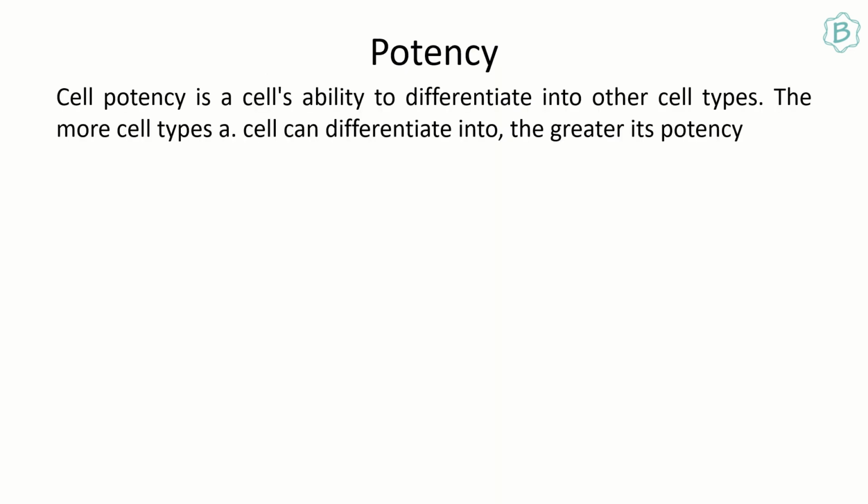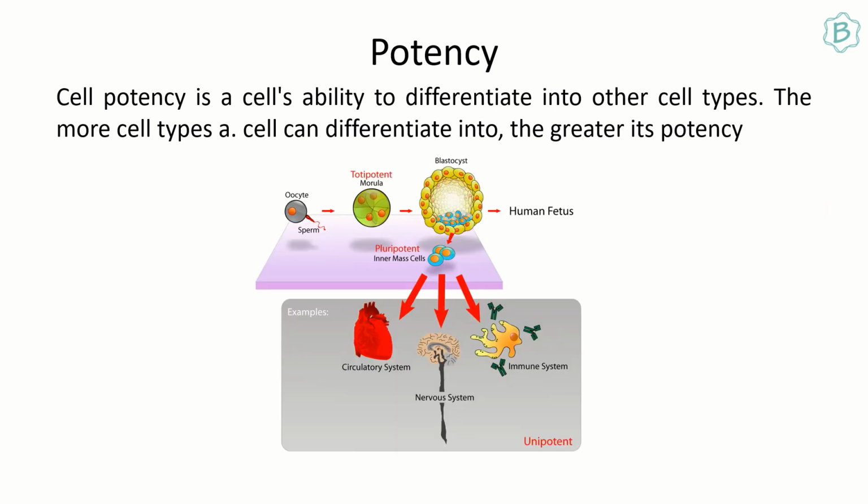So the first term is potency. Potency is basically a cell's ability to differentiate into other cell types. For example, I will show you this diagram. Once the sperm fertilizes the oocyte, the process of zygote formation starts. After fertilization, zygote and embryo formation occurs. These are step-by-step processes, and there are various stages in that.